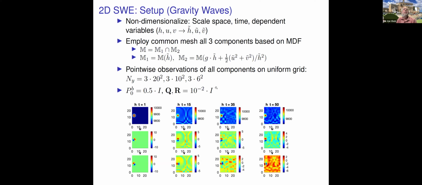Here are some of the values, the covariances, how they're set, the number. We're just going to use pointwise observations on a uniform grid. And below here, these are some snapshots over the time interval we're going to do this simulation.